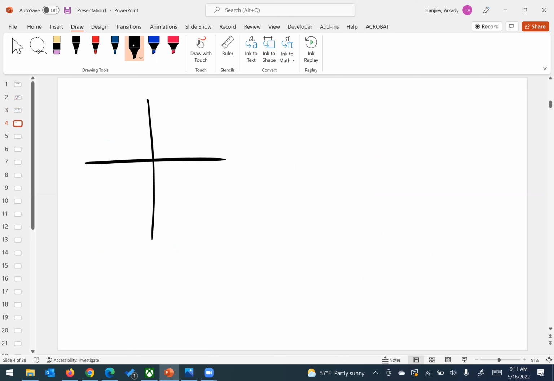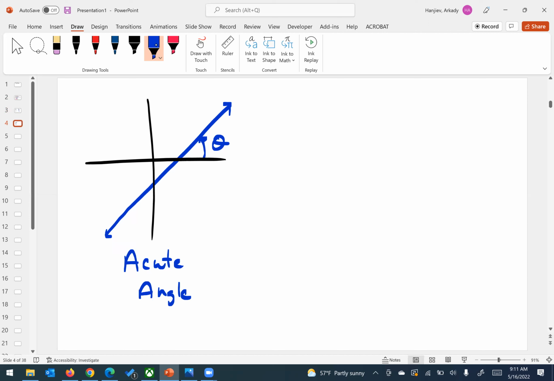I'm going to have a line that goes like this. It doesn't matter where it goes through, as long as it crosses the x-axis somewhere like this. And I need my angle of inclination. I'm going to call it theta. But because it's less than 90 degrees, this is going to be called an acute angle.